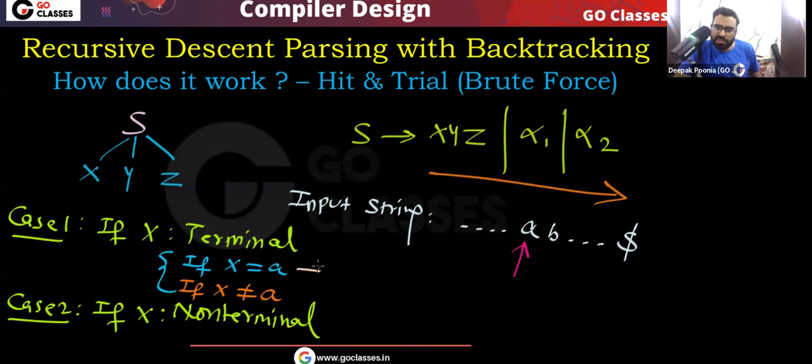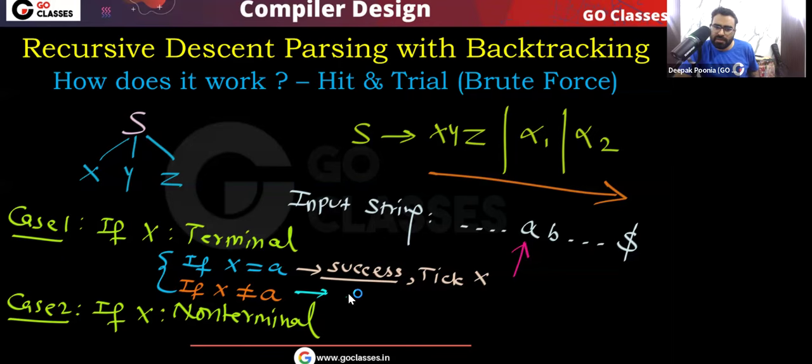You already know if X is equal to a, success. Success means this X will be successful. We will tick X, and then we will go to Y. We will go to the next symbol on the input string. But remember, if X is not equal to a, this is a terminal, for example this can be small b, and that is not equal to a. Then in that case, this production has failed.